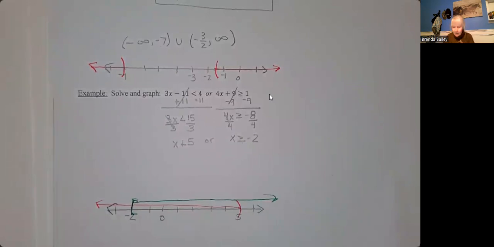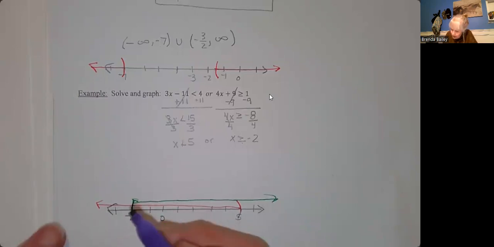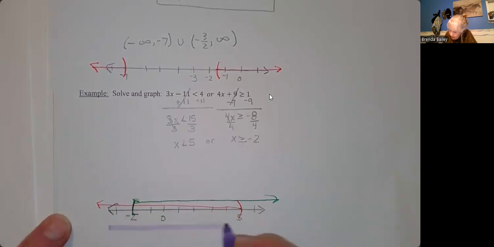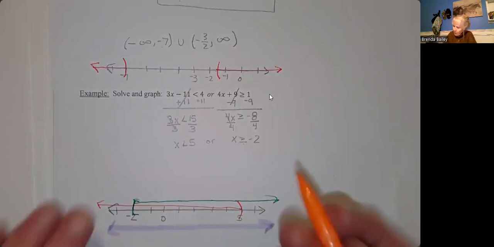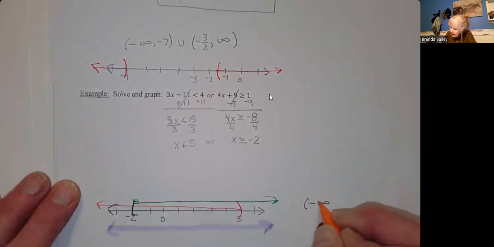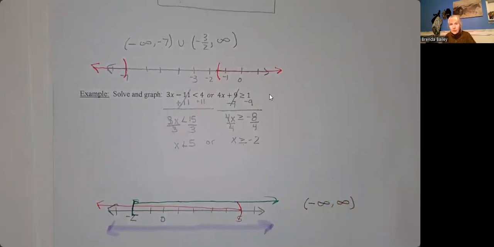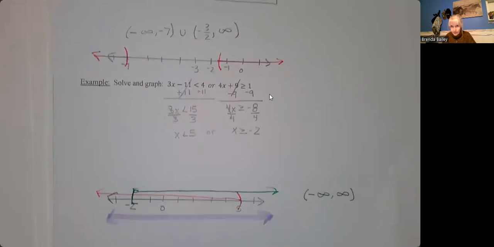So when we combine the two, everything is graphed. There's nothing that doesn't have a graph. This green one is taking care of everything going this direction. This red one is taking care of everything going to the left. So your solution would just be an arrow along the line this way. That would be the solution. All numbers. Interval notation. We would write -infinity to infinity. That would be our interval notation solution.